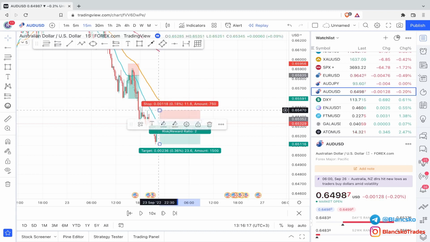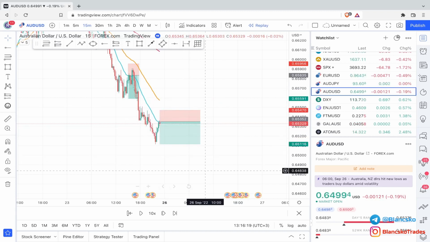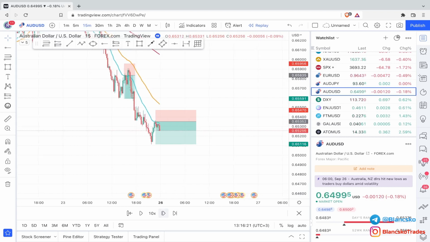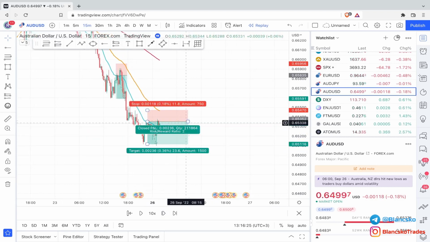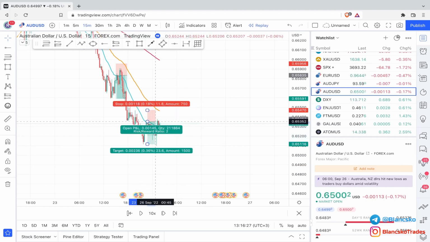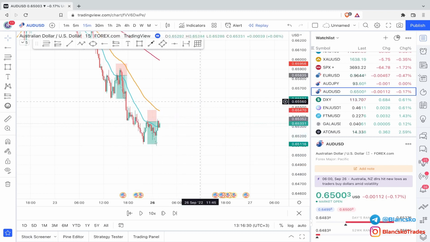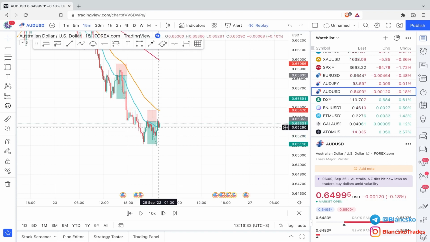So now this is the take profit, that's the stop loss. Let's see how this plays out. Oh, nice, take profit hit again. And since we hit take profit right here, we now can look for the next setup. So the next setup just hit right here. So we would have entered a sell right here.